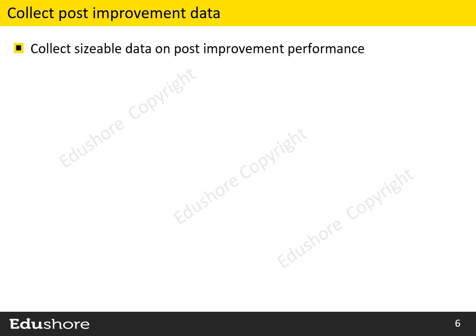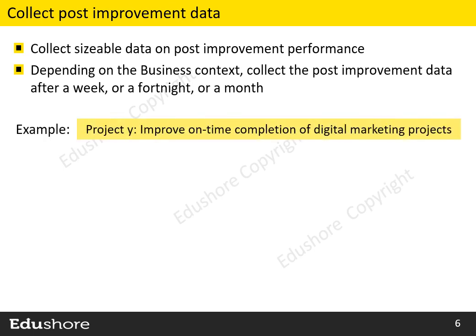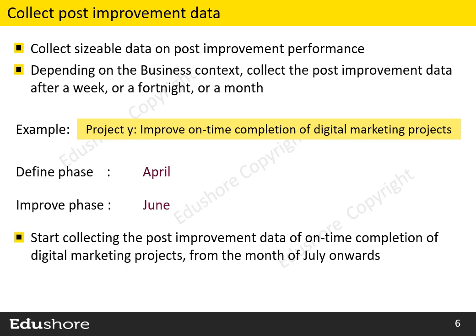The first thing we do in control phase is collect sizable data on post-improvement performance. Depending on the business context, we collect the post-improvement data after a week, or a fortnight, or a month. For example, our project Y is Improve On-Time Completion of Digital Marketing Projects. Let's say we started this project in the month of April and implemented the solutions by end of June. In this case, we may start collecting the post-improvement data of on-time completion of digital marketing projects from the month of July onwards.